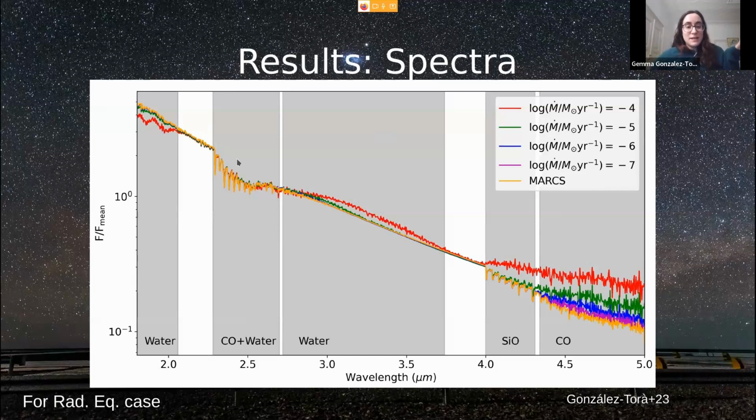For the CO lines, this is the case of radiative equilibrium, where the temperature is just decreasing with radius. So we are not taking into account the chromospheric temperature inversion. But for now, what we see is, especially for the CO, the lines are reproduced almost the same as with MARCS. But if we go into the L band, around 4 microns or more, interesting things start to happen. Essentially, we're going to have CO and SiO in emission. And for cases with a very extreme mass loss rate, we also see a difference in the water.